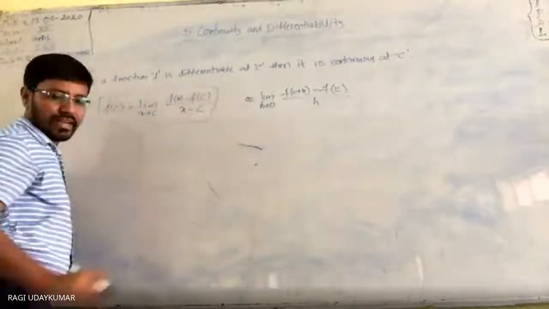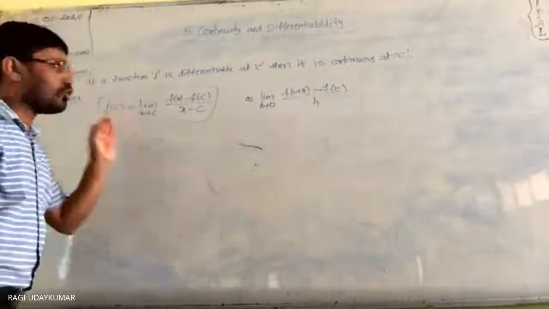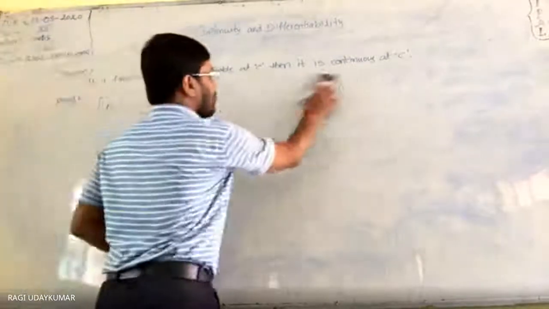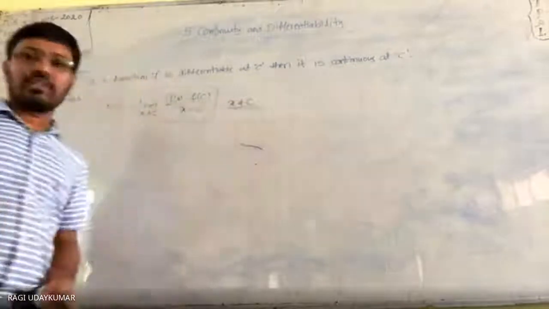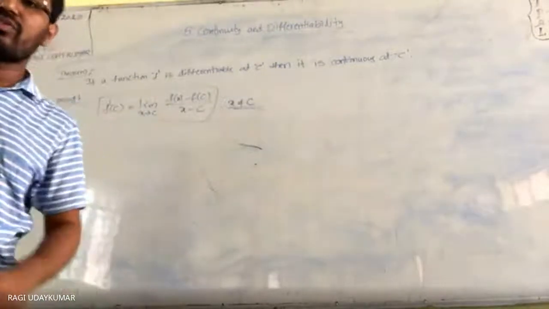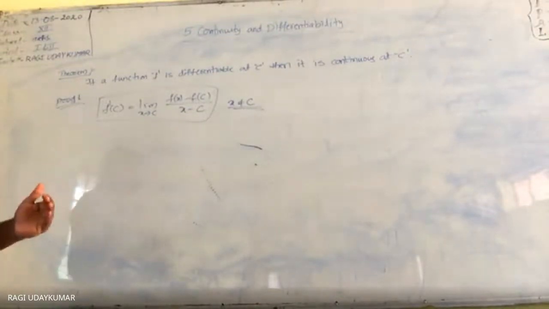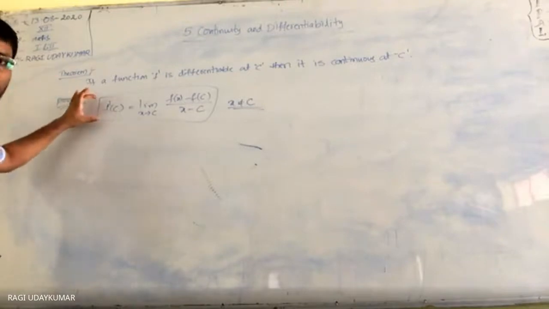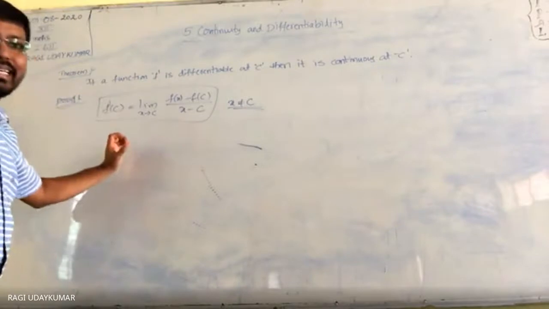And provided that whenever you are taking this into consideration, x should not be equal to c. X should not be equal to c, because if x is equal to c, then the function becomes 0, so the denominator becomes 0. Okay. Now here, to prove this, it is given to us that it is differentiable at a particular point c.